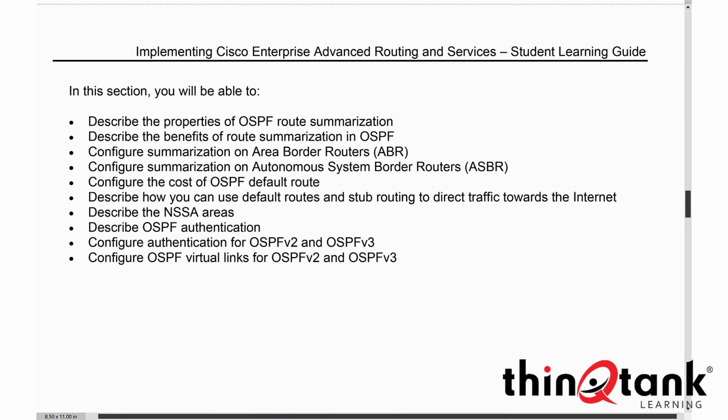Just as a quick summary, what we're going to be discussing in this module is: what are the properties of OSPF route summarization, how can I implement it, where can I implement it, what are some of the guidelines that I'm going to use, what are the benefits of route summarization, how do I configure summarization on my area border routers using the area range command, and how do I configure summarization on my autonomous system boundary routers using the summary-address command. How can I affect the default cost of a default route?